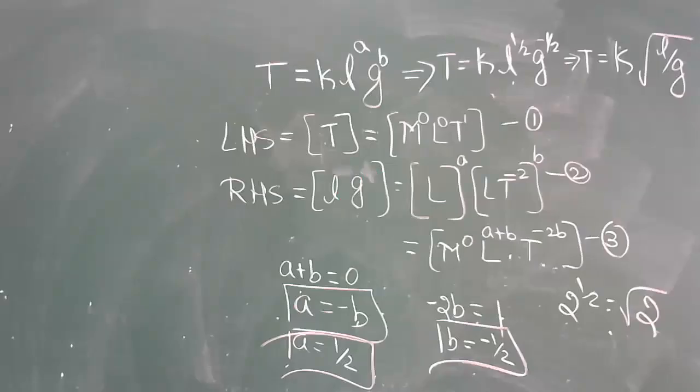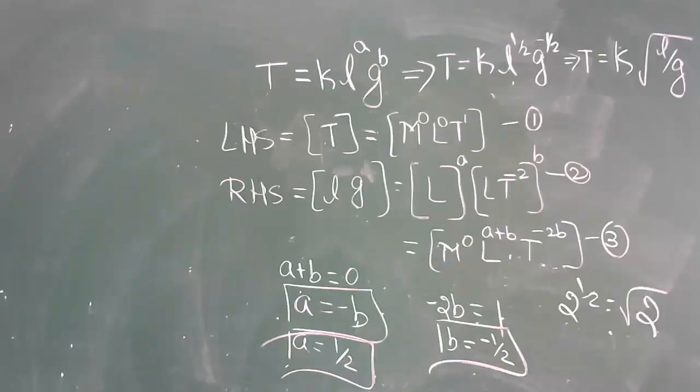So what is the dimension formula for L and g? For L, it is L raised to 1, and the power we have is a in the question. Next, acceleration due to gravity. What is the dimension formula for acceleration due to gravity? It is L T raised to minus 2, and the power we have is b. I hope till here it is clear to everyone. Is it clear? Till equation 2.